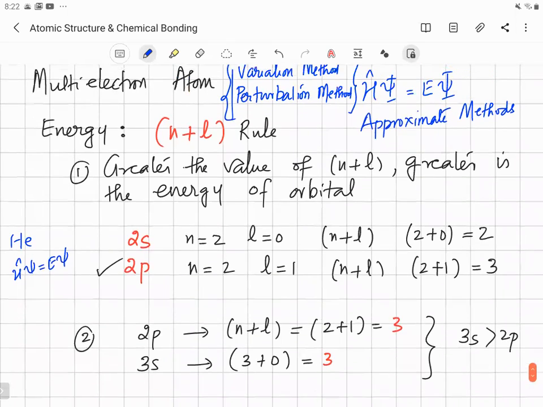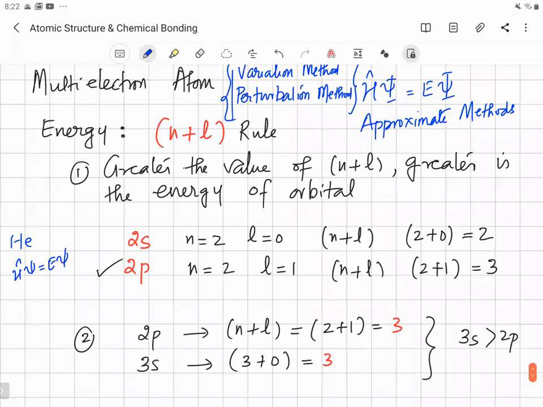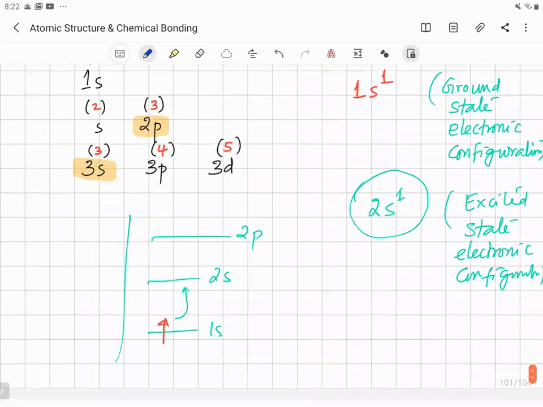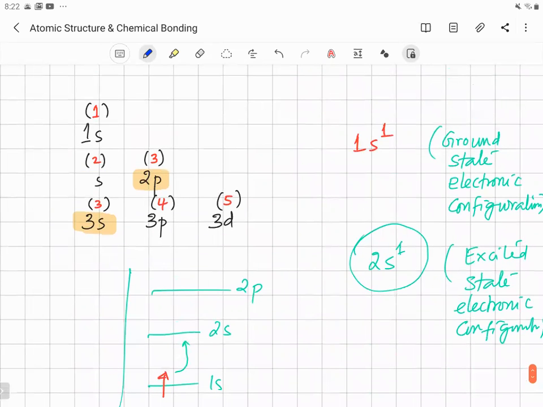Now, we also studied in the last class the n plus l rule to find which orbital has higher energy and which orbital has lower energy, right? So in the last class we discussed all those things. Then we found the energy ordering, right? The lowest energy orbital is the 1s atomic orbital. Then comes the 2s atomic orbital, then the 2p atomic orbital, and then the 3s atomic orbital, and it goes on.